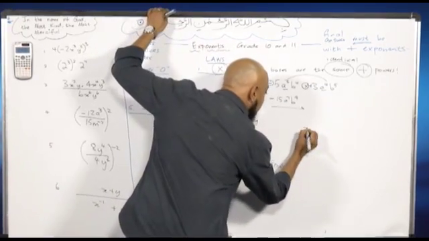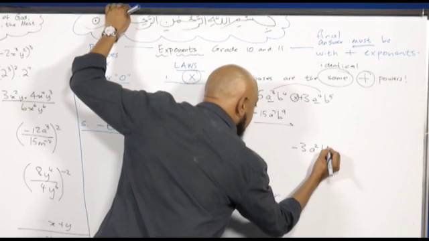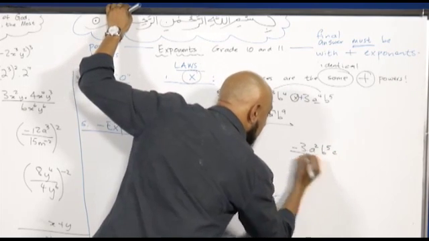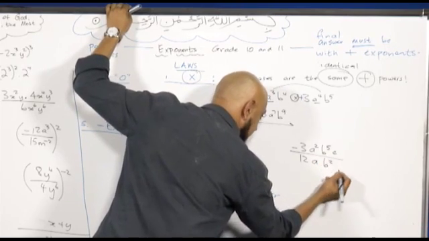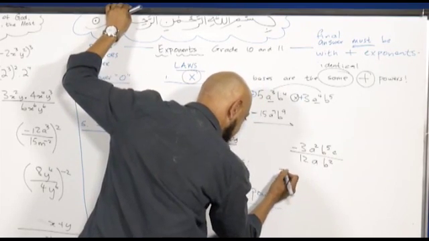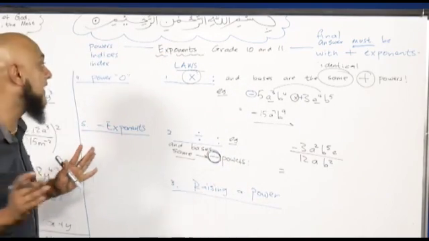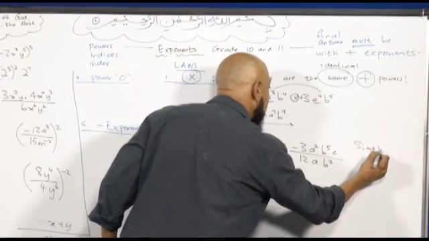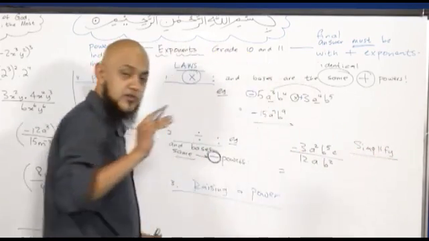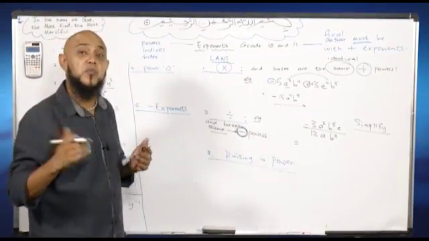If I told you minus 3a^2b^5c over 12ab squared. We are dividing. What will the question in the exam say? The question will just say simplify. That's it. Simplify without the use of a calculator. Just simplify. You know, you've got to show step by step what you are doing.